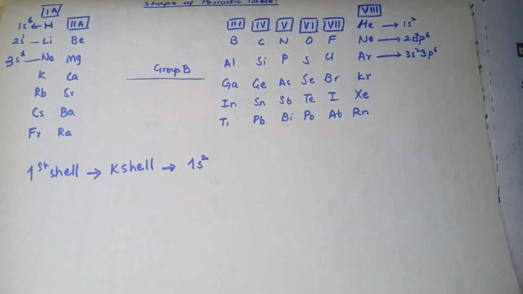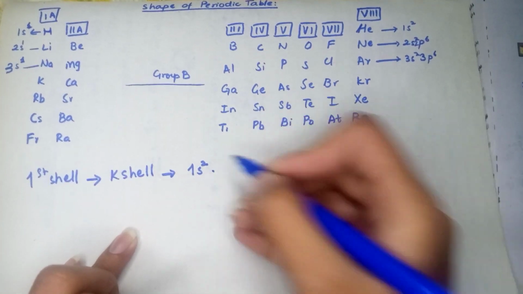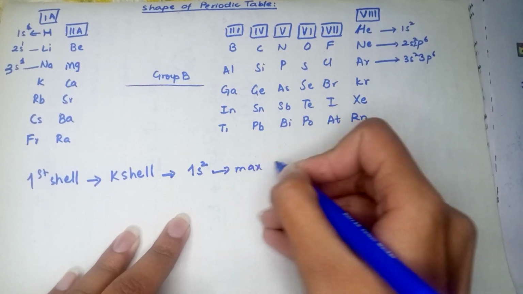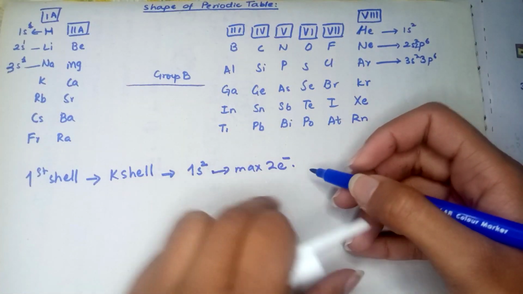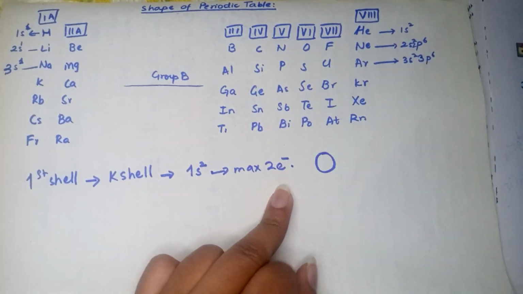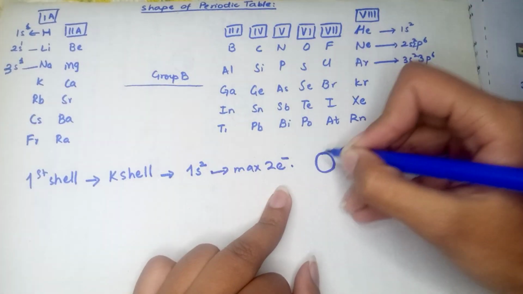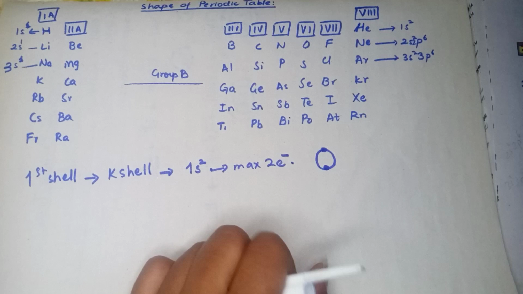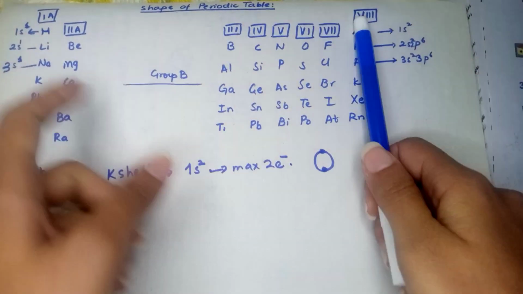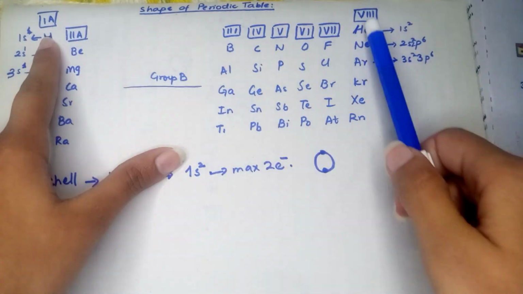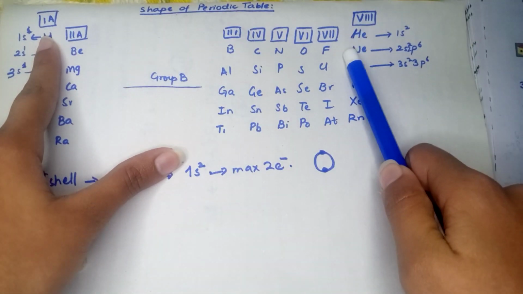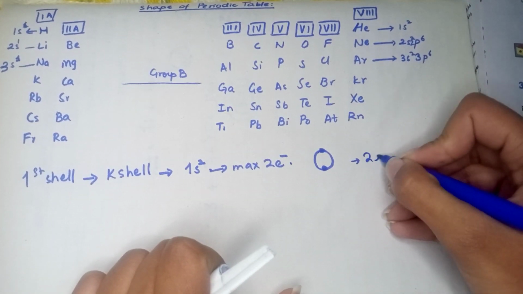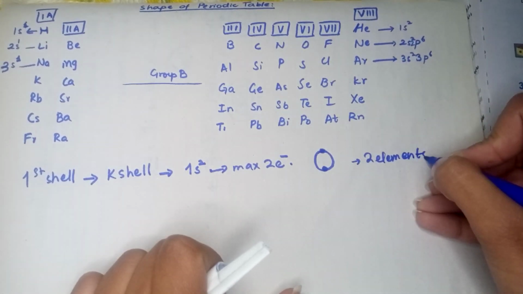So the first shell has the electronic configuration of 1s2. It means that in total it can accommodate a maximum of 2 electrons. So in the first shell, the outermost shell, we can have only 2 electrons, not more than 2. Like you can see here, this is the first shell starting from hydrogen and it ends at helium. So it can accommodate only two elements. This period would have only two elements.